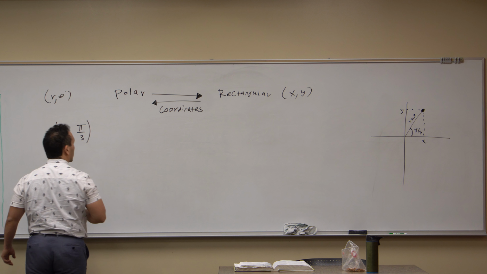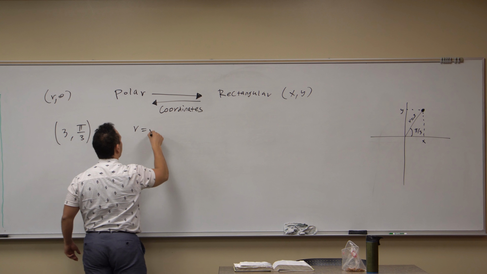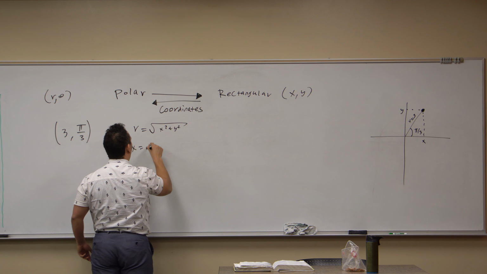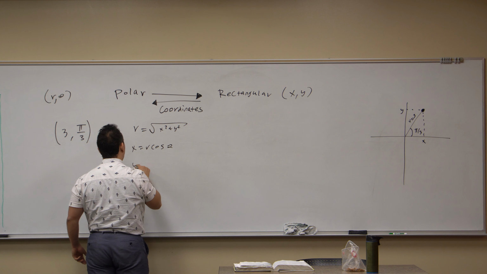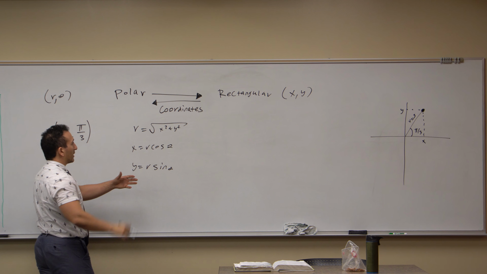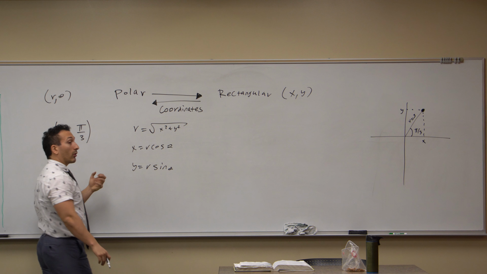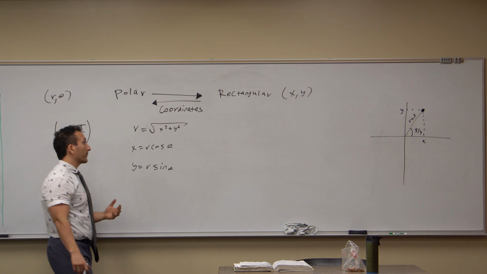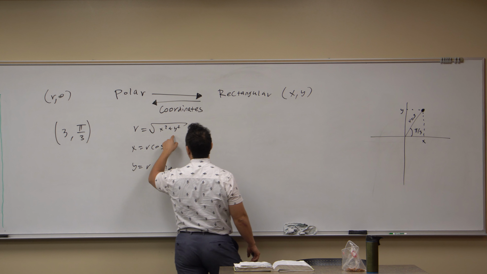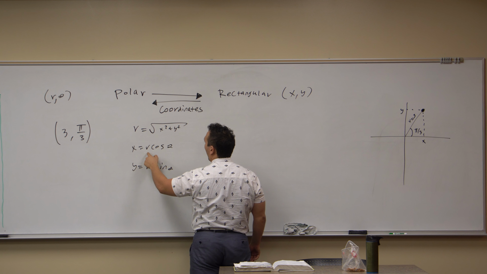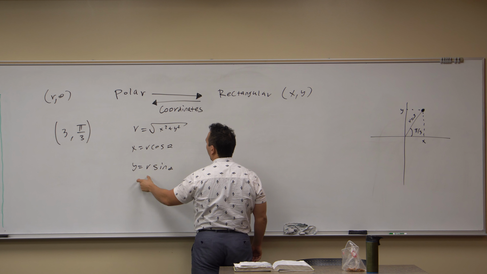Well, we have the transformation equations. r is equal to the square root of x squared plus y squared. x is equal to r cosine of theta. y is equal to r sine of theta. Okay? Before we were given x and y, had to find r and theta. Now we're given r and theta, we're expected to find x and y. Notice that just knowing r is not sufficient, but just knowing r and theta, I can find x and y here.